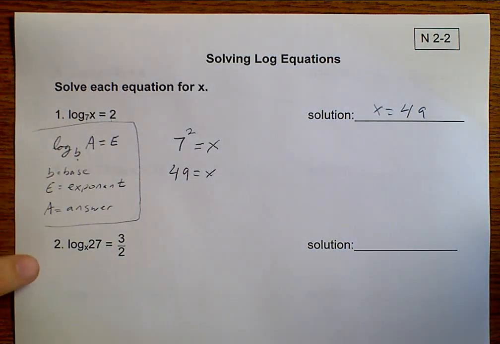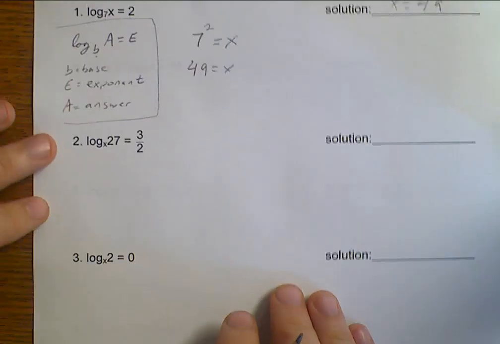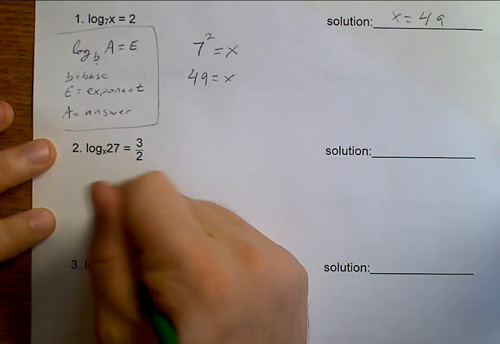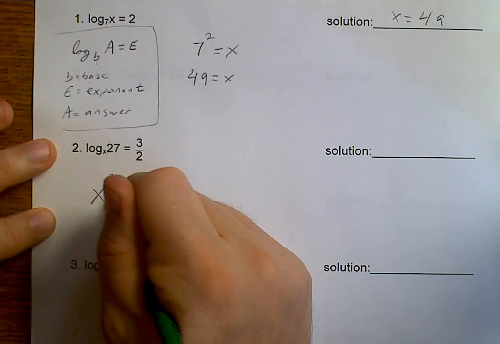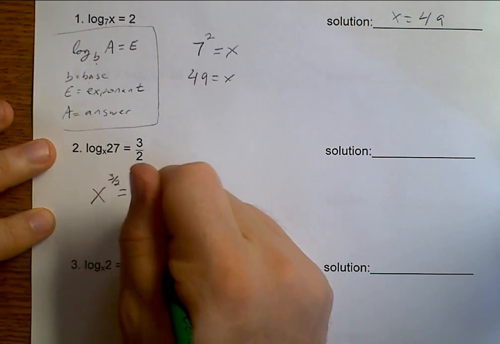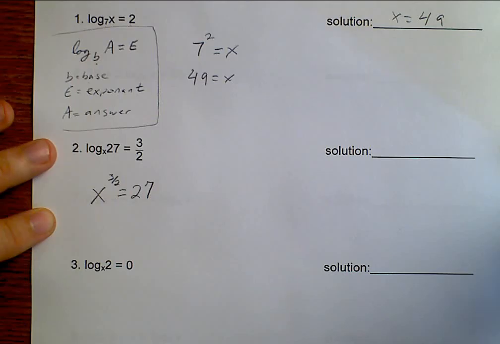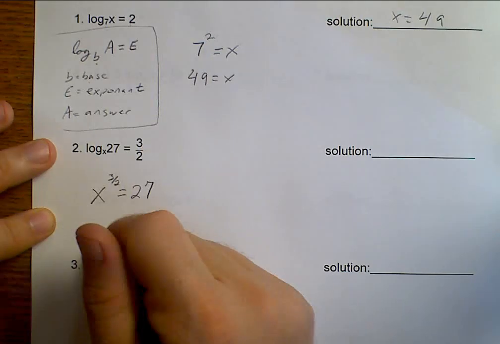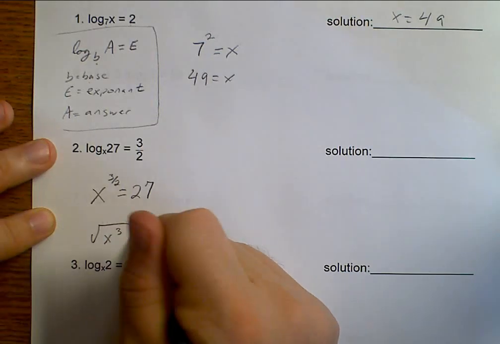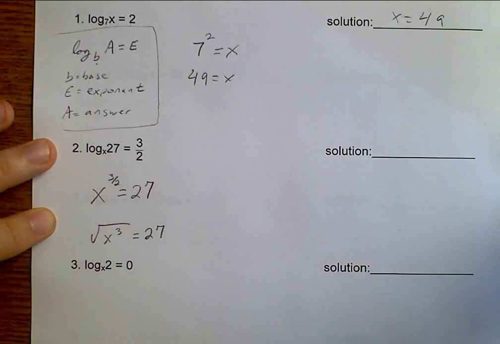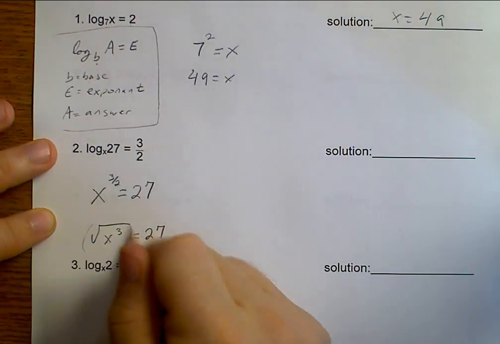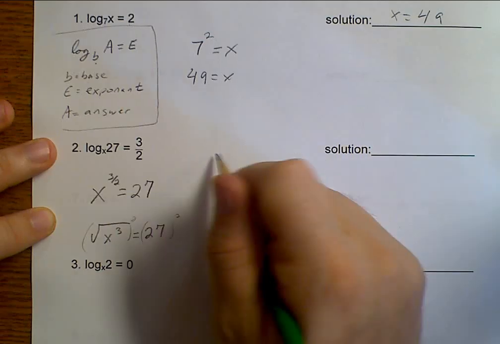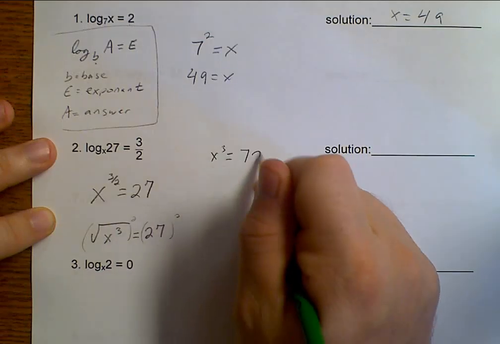Let's go ahead and move on to example number 2. It's a little bit more complicated. Here we're saying that our base is x, our exponent is 3/2, and this equals 27. Well, I can rewrite the exponent 3/2 as the square root of x cubed equals 27. Then I square both sides so I can get rid of the square root. And I get that x to the third equals 729.